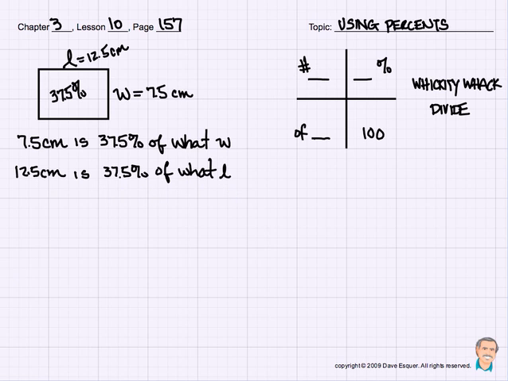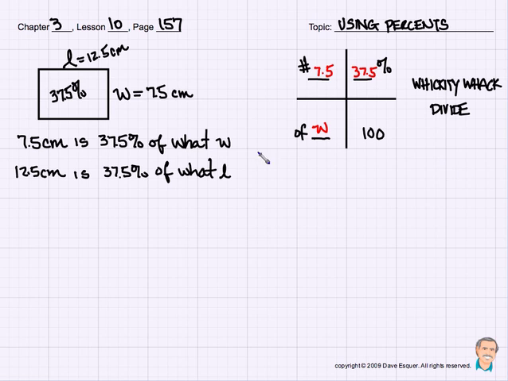So here we go. We can use those in our box. And I'm going to plug them in for the 7.5 first. So I have a 37.5%, and I think that's going to go up here. I have a number, 7.5 centimeters, so I'm going to put that up here. And you notice that what goes here, of what width, is going to be W. Okay? And I'll do the same thing for the 12.5. I'll put 12.5 centimeters up there, and I'll change the W to the length.